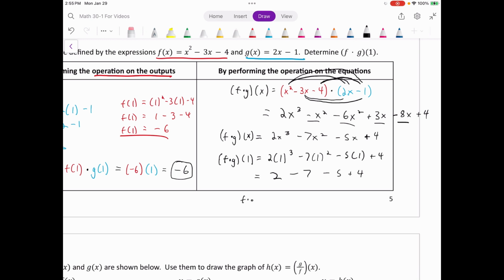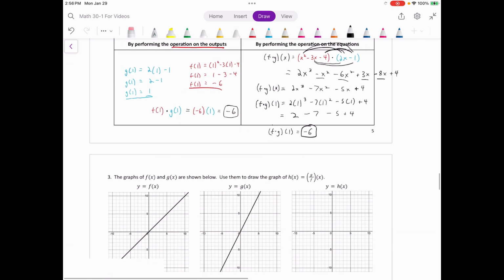So f times g of 1, and again, we're expecting this to give us -6 because we already did it for the outputs individually. We should get the same result here. Let's see what happens. 2 minus 7 is -5, minus 5 is -10, plus 4 is -6. So sure enough, we do get the same result. Again, we're really just flipping the order: working out the outputs first and then multiplying them, or multiplying the equations first and then inputting our 1 to get the output of our combined equation.